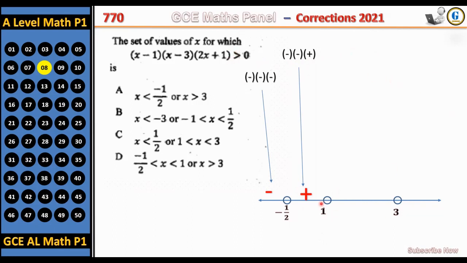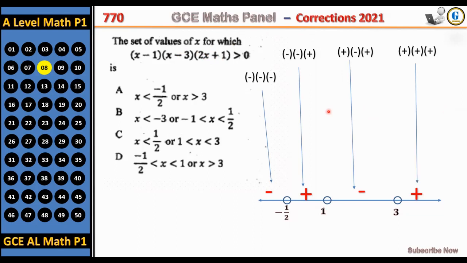And then we take a number between 1 and 3. We can take 2, for example. This will be positive, this will be negative, and this will be positive. So we will have positive, negative, positive, and the product is negative. So this region is negative. And above 3, all the values will be positive. Therefore our solution is this: from negative a half to 1, and above 3. So our key is D.